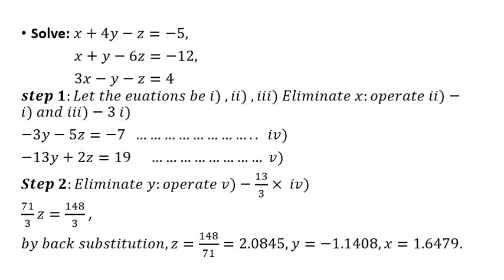And in step 2, eliminate y from this equation. For that, operate fifth equation minus 13 by 3 times fourth equation. So we get 71z by 3 equal to 148 by 3. Now apply the back substitution. Starting from z, we get z equal to 148 by 71, that is approximately equal to 2.0845, and y equal to minus 1.1408 and x equal to 1.6479.